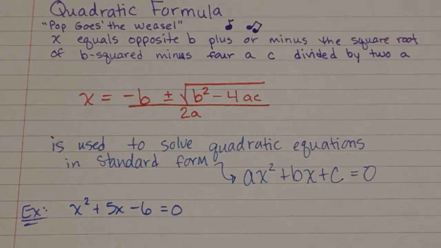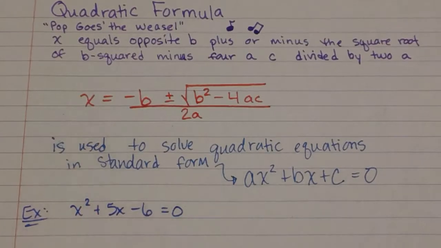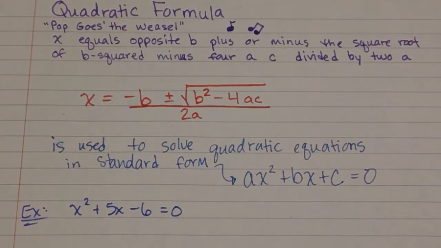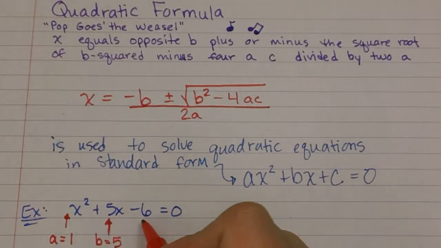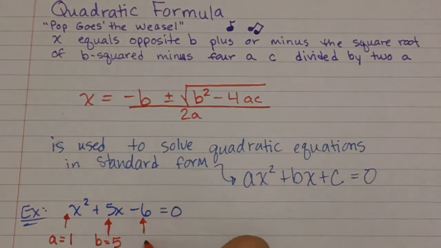So in this first example, the a is in front of the x squared. So for problem number 1, a is equal to 1. The b is in front of the x term, so b is positive 5. And then the c is the constant term, so c is negative 6.